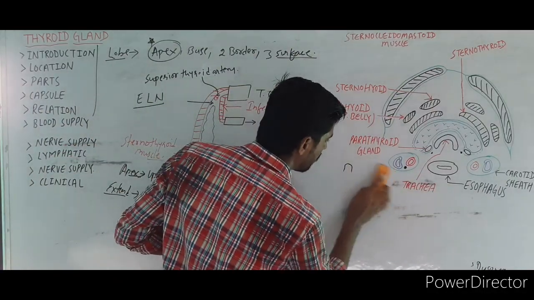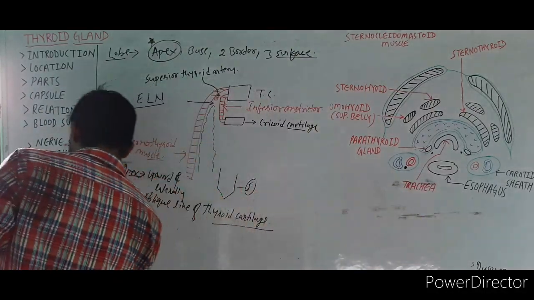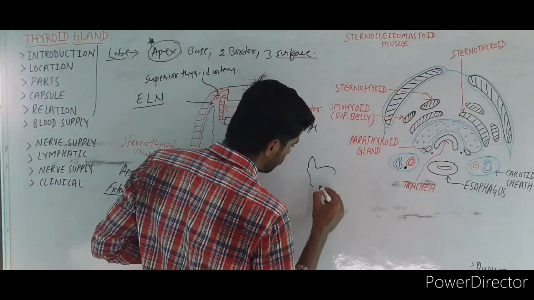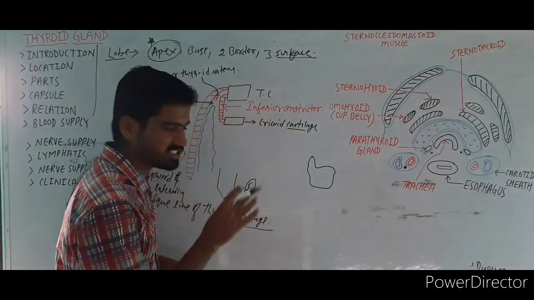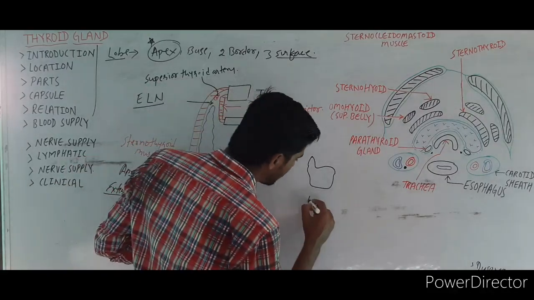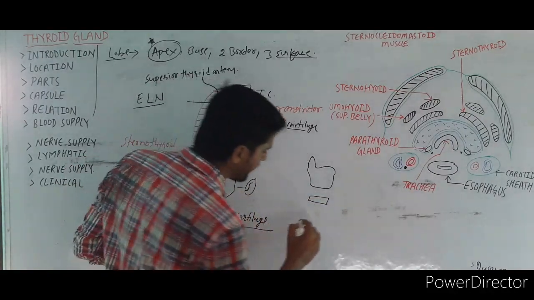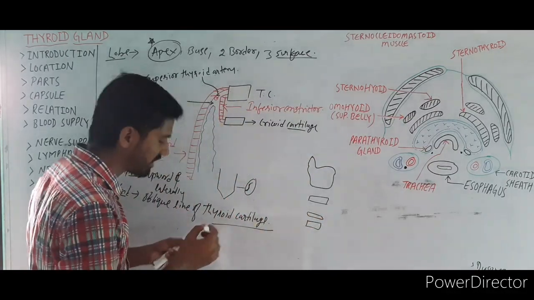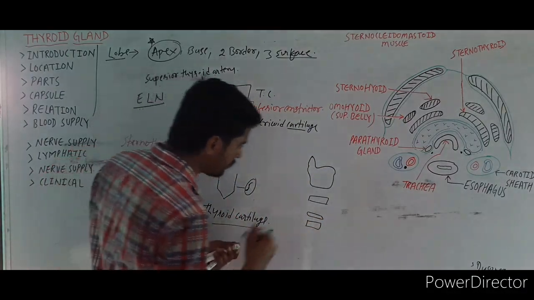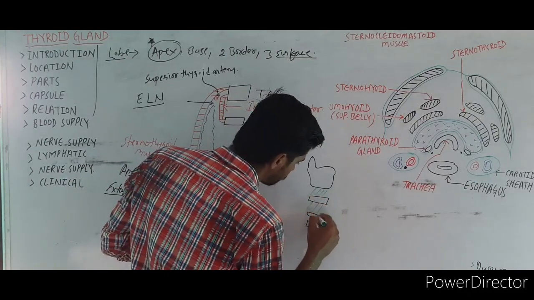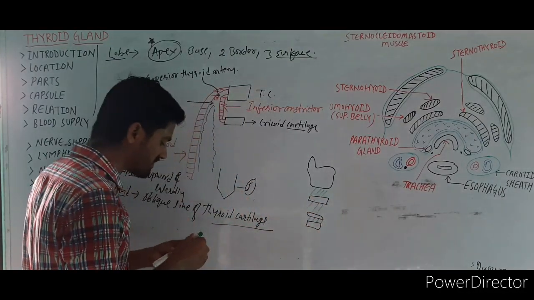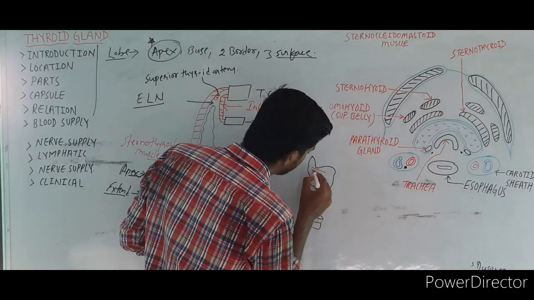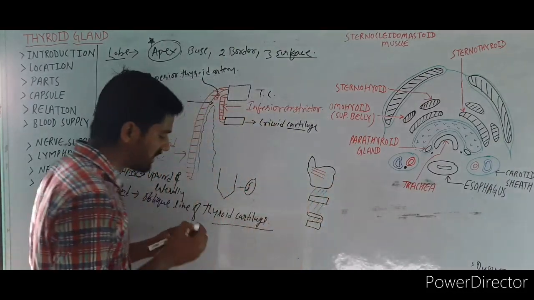This is important. Just assume this is your thyroid cartilage. Somewhat here is your cricoid cartilage, am I right? And somewhat here is your tracheal ring. So, what is happening actually, there are three muscles. One muscle is this, second is this, and third is this. All three are muscles.